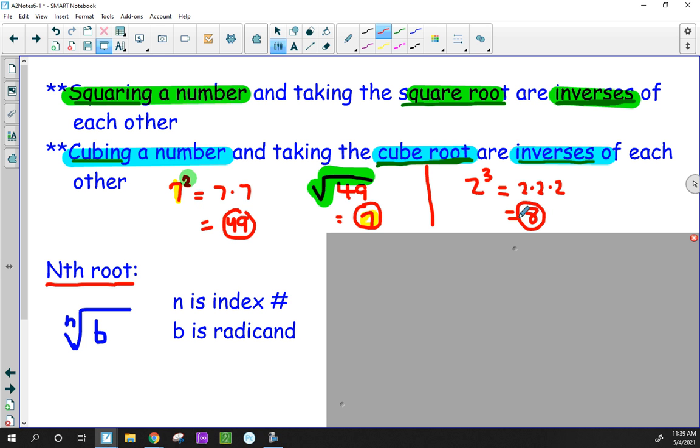Then if I took my answer of 8 and put it underneath a cube root and wrote it like this, whether you use your calculator or not, you need to make sure you know how to use your calculator for cube roots and square roots. But the cube root of 8 is asking you what number times itself 3 times gives you 8 back. And that answer is 2. Again, notice what you had to begin with.